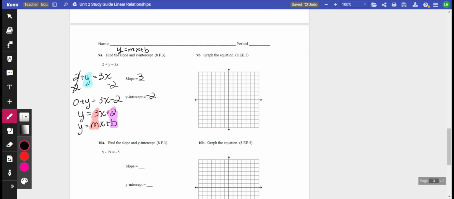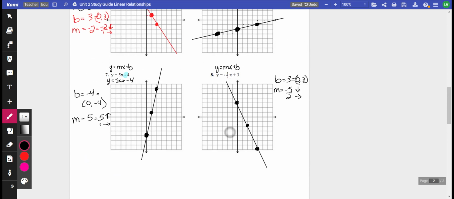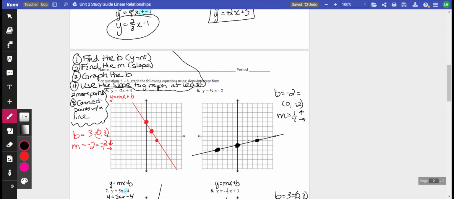All right, so that's 9a. 9b, graph the equation. Just like I was doing on the previous page, I want to follow the same steps. If I have to, I can go back and look at it. First, find the y-intercept. Second, find the slope. Well, we already did that. Third step is to graph the y-intercept. Fourth step is to use the slope to graph at least 2 more points. And the fifth step is to connect points with a line.